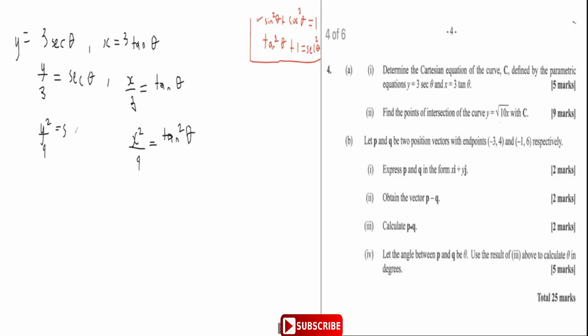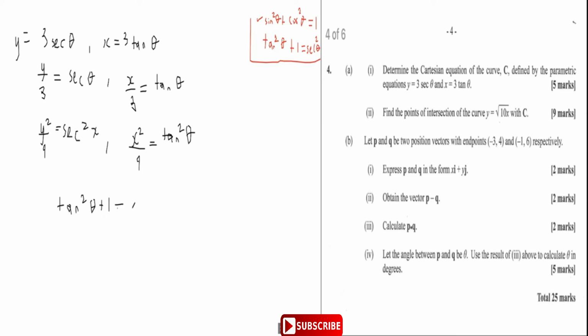Alright? But what is the Cartesian equation? The Cartesian equation is how we're going to relate them. But guess what? Tan squared theta plus 1 is sec squared. So you can write that down. You can tell them that tan squared theta plus 1 is equal to sec squared.